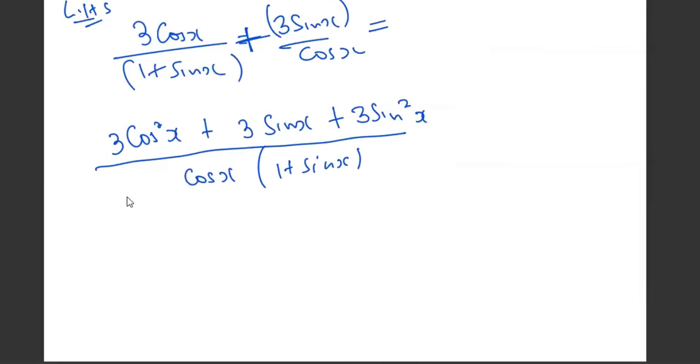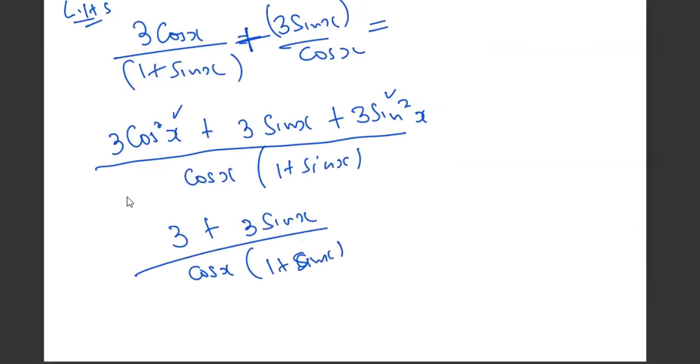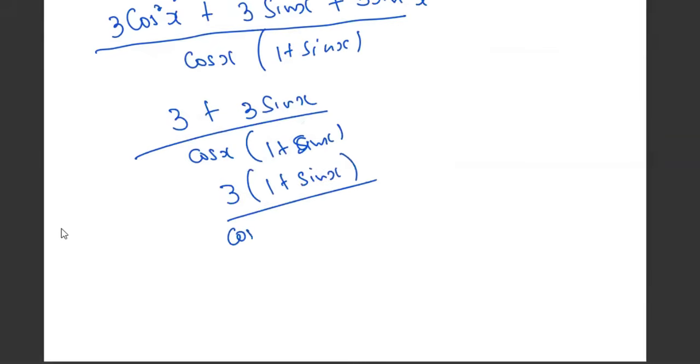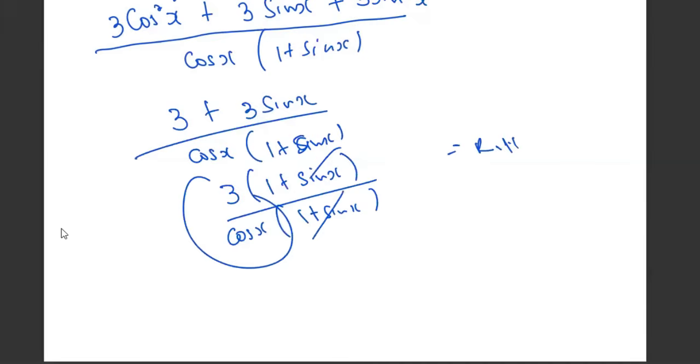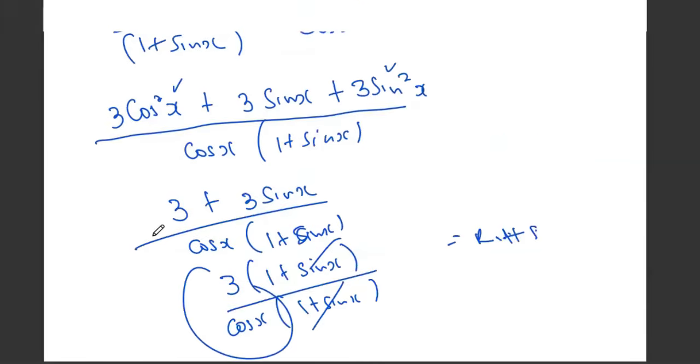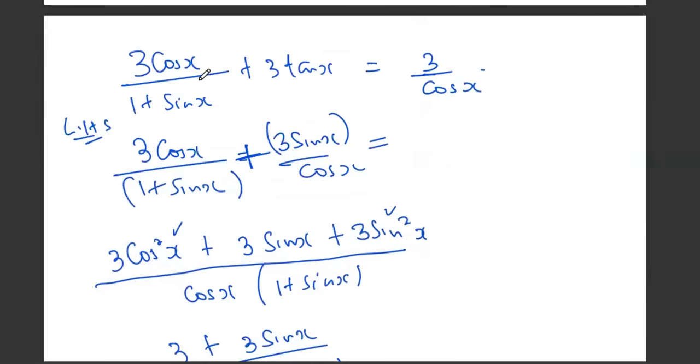Okay, so 3 cos squared x plus 3 sine squared x, I'll get a 1. But since there's a 3, I'll have just a 3 plus 3 sine x over cos x into 1 plus sine x. Take out what is common, which is the 3. That is 1 plus sine x over the cos x into 1 plus sine x. So this cancels that, and then we have that left, which is equated to the right-hand side. Okay, so that is how we would have proved that.